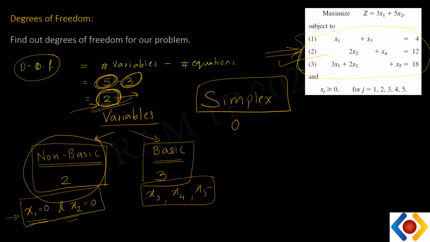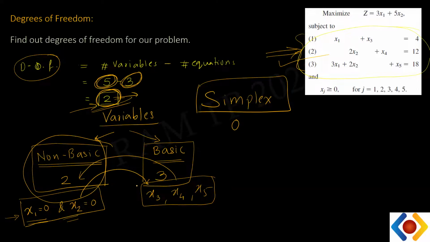So now x1 and x2 are non-basic. In the next step, we will have to increase the value of x2, for example. If I am increasing the value of x2, it can no longer stay as non-basic. It has to move to the other bucket of basic. So if x2 is moving to the basic bucket, something else has to move from basic to non-basic.